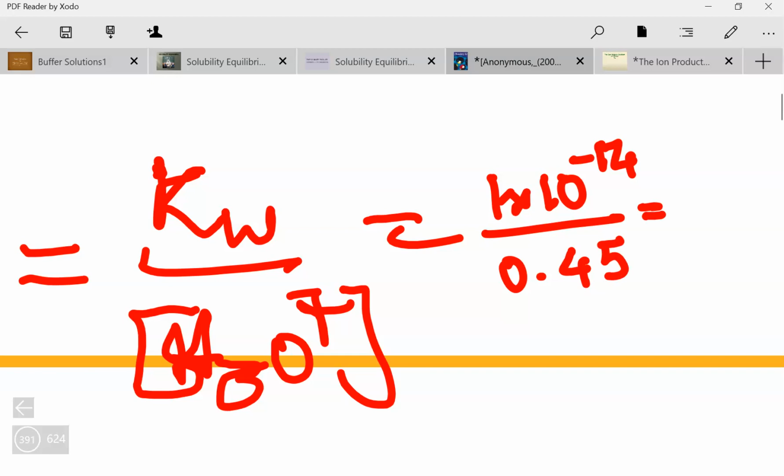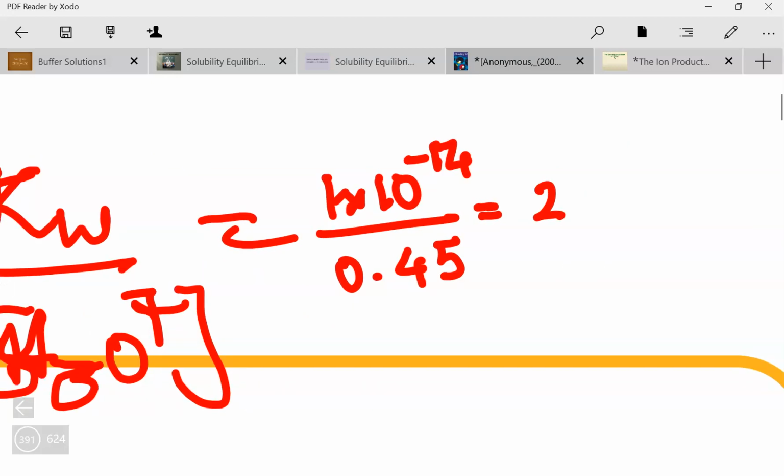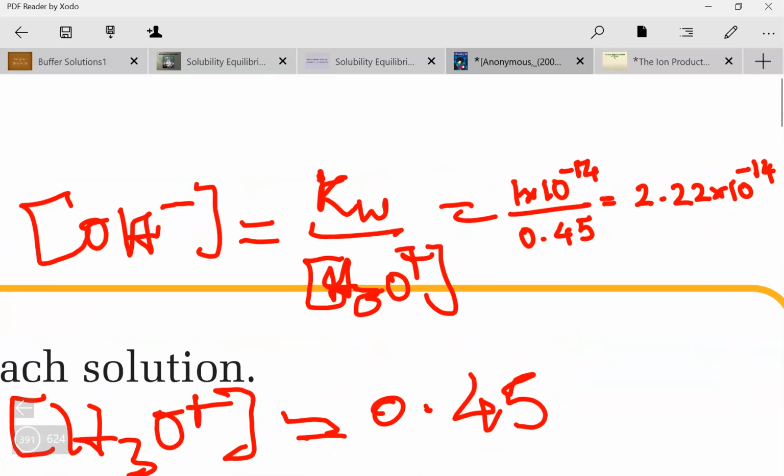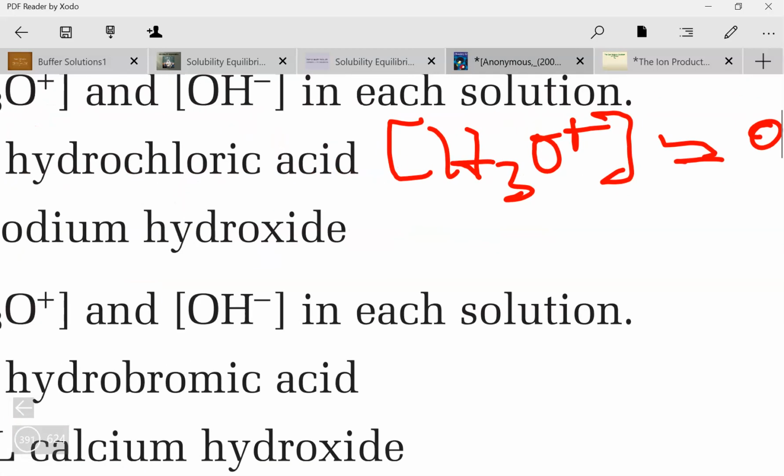which is very small, going to be equal to 2.22 times 10 to the power of negative 14. And does this make sense? Well, yes, it does, because we have a hydrochloric acid. You expect the OH minus concentration to be super, super small. Right, so let's do another one.